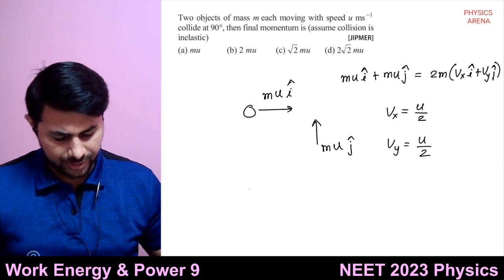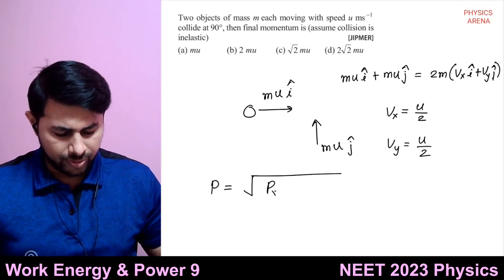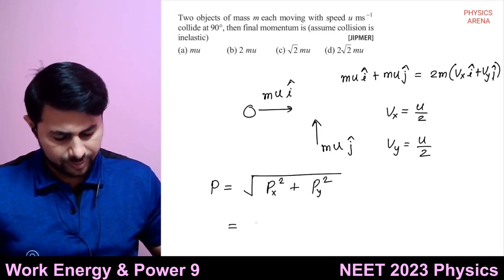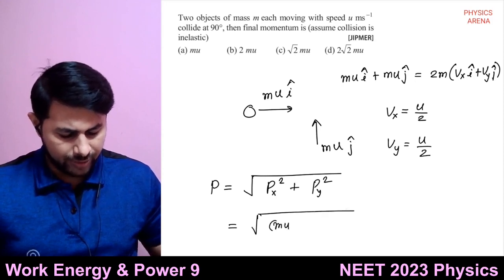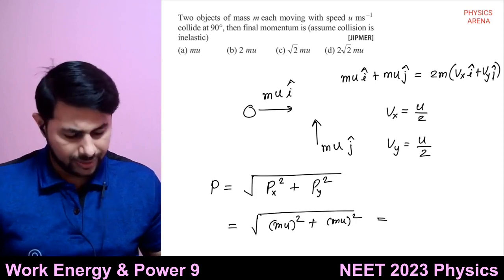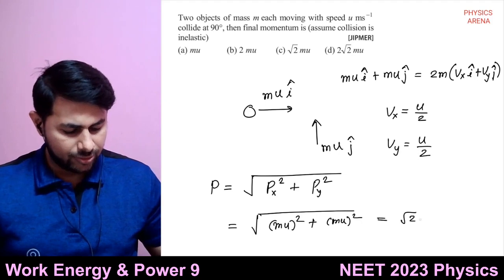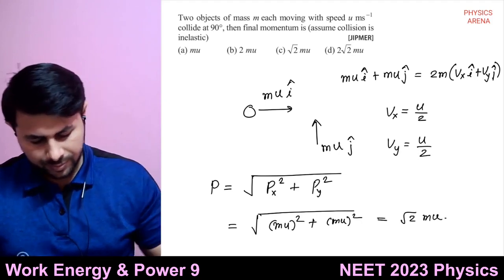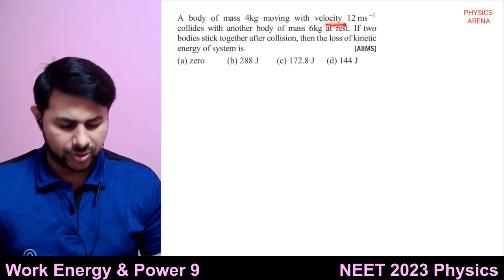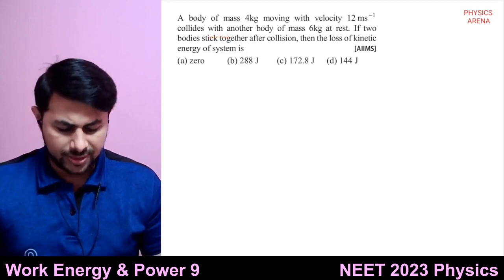See, total momentum is supposed to be the square root of momentum in x direction square plus momentum in y direction square. So that is square root of mu square plus mu square, right? So 2 times mu square, square root of that is root 2 mu. Option C. A body of mass 4 kg moving with velocity 12 meters per second collides with another body of mass 6 kg at rest.